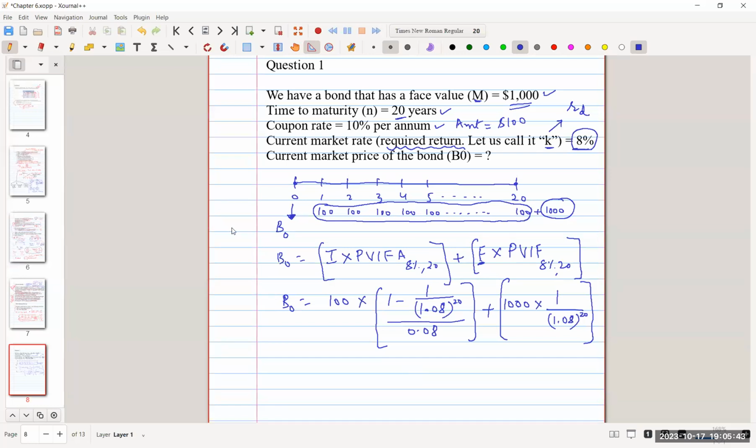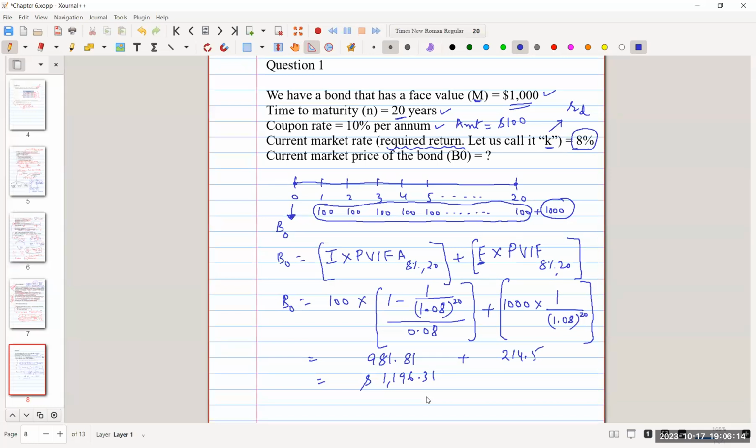Okay, so if you calculate it, the first term will give you 981.81, and the second term will give you 214.5, so the price of the bond will be the sum total of both, and that is 1,196.31. Yes, John, that is correct.